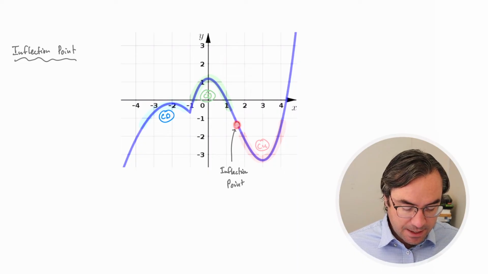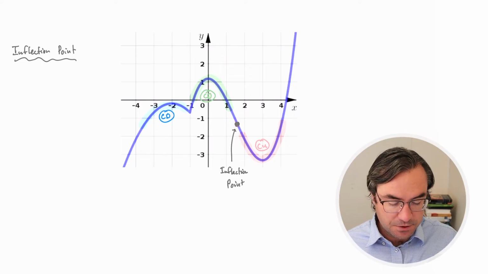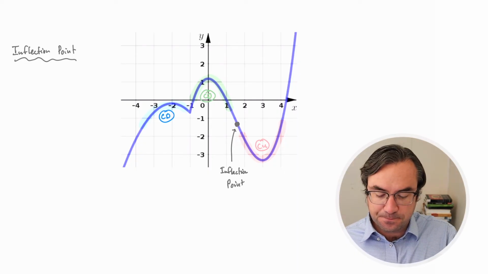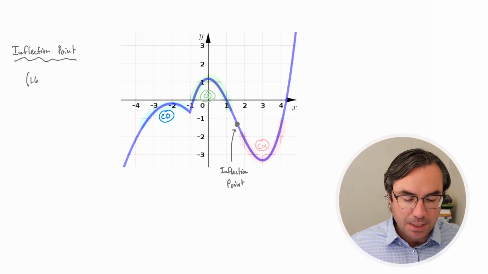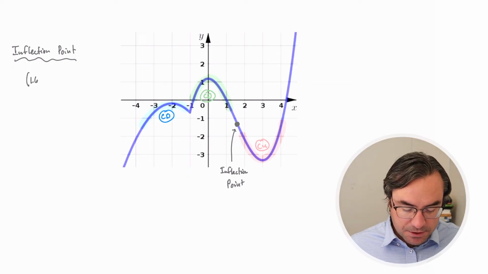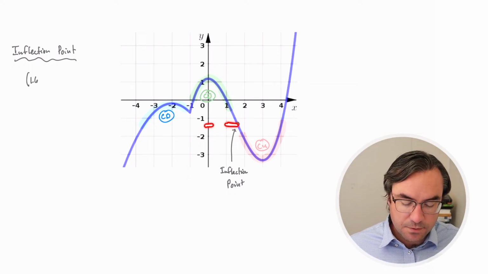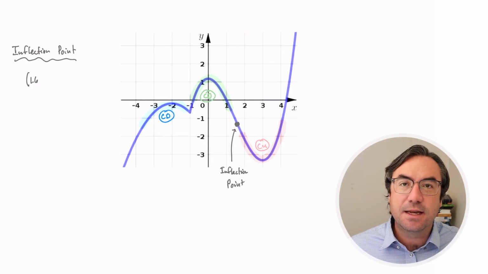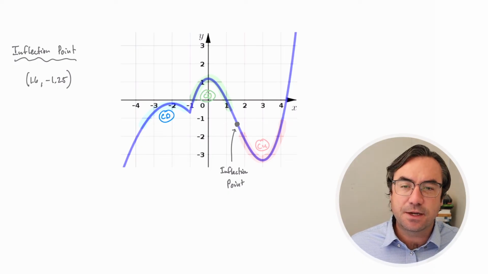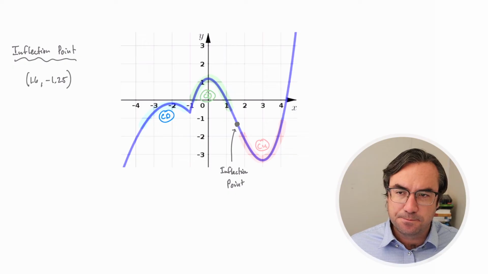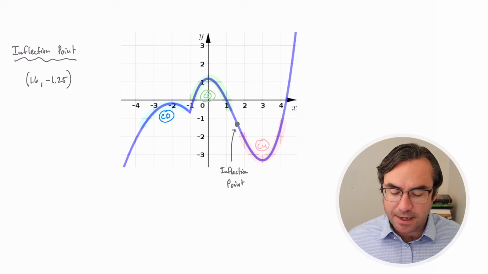So the x coordinate here looks maybe like 1.5, maybe 1.6. We'll say 1.6. And then the y coordinate looks to be a little bit less than -1 there, so we'll say -1.25. So that's our inflection point. All right. So now what are the intervals of concavity?